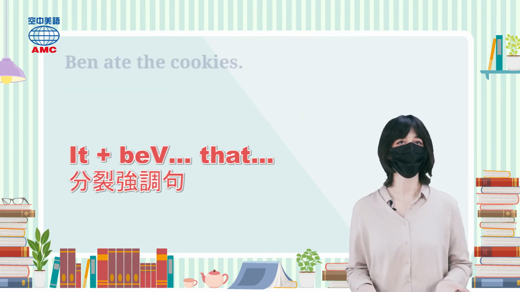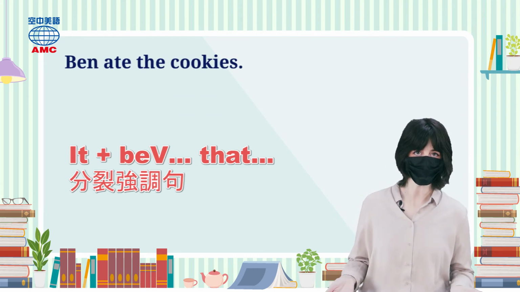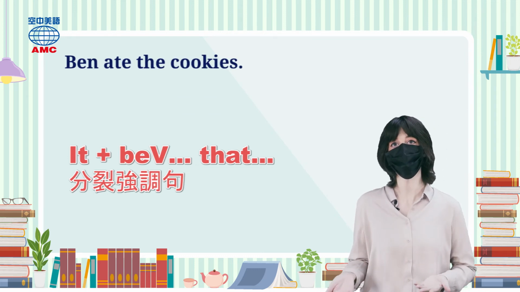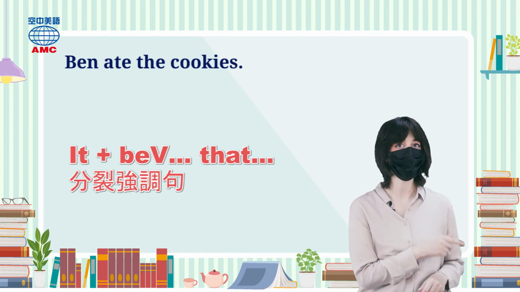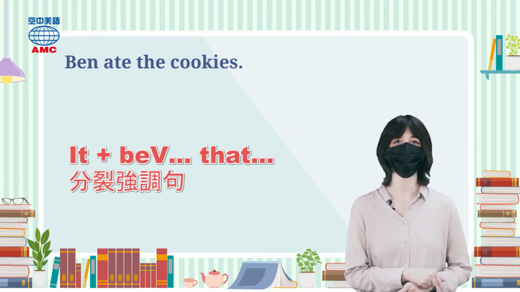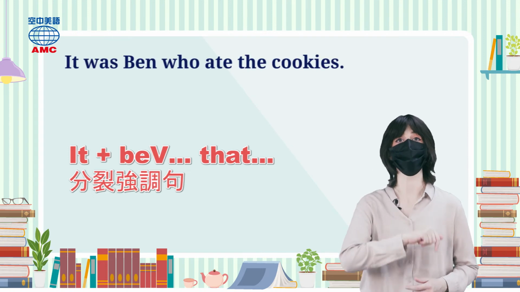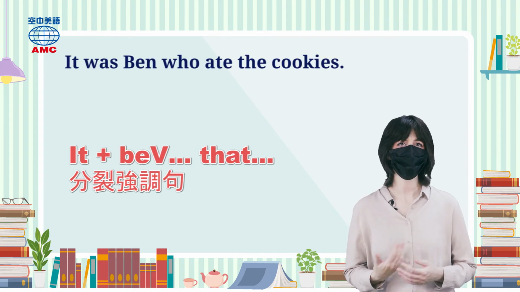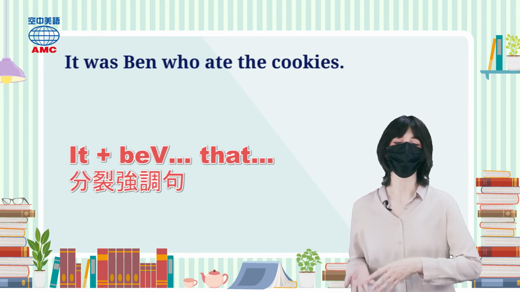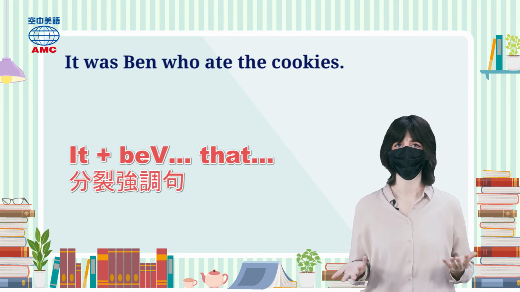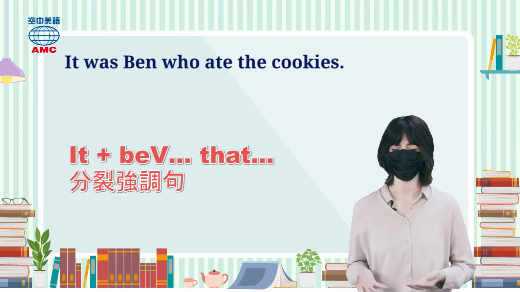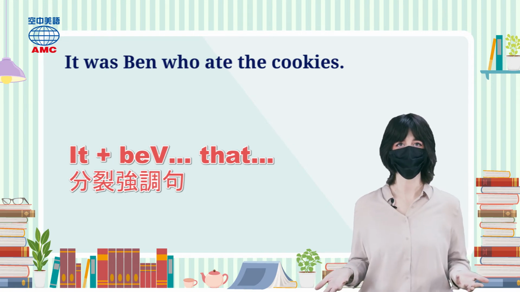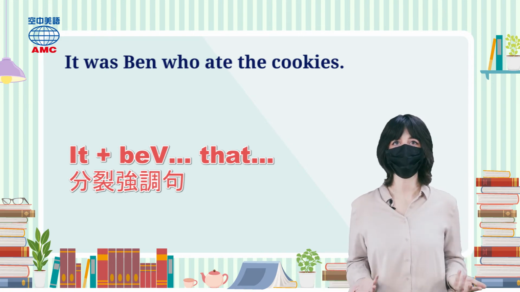We could say something simple like, Ben ate the cookies. That is a fact. Ben did eat the cookies. But if we want to really show that Ben and not someone else did it, we can say, it was Ben who ate the cookies. This usually is in response or an answer to a question of what or who did something. What is responsible for this? This thing happened. Who did it? Or this thing happened. What is making this happen?